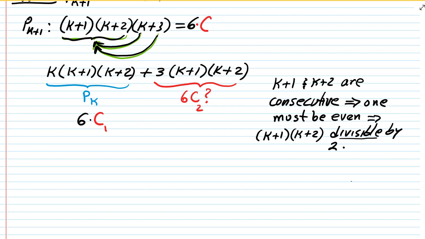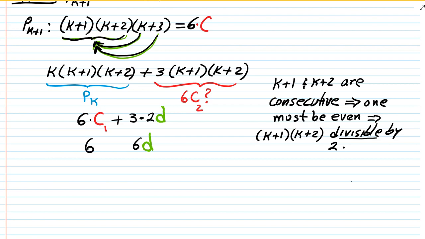Well, if it's divisible by 2, then I can write the product k plus 1, k plus 2 as 2 times, let's say, d. 2 times d. That's what divisibility by 2 means. So in effect, I've replaced that product with 2d. And then it multiplies by 3. Now look at 3 times 2. Isn't that 6? 6 times d. And again, the constants here, c1, c2, d, whatever, these are all natural numbers.